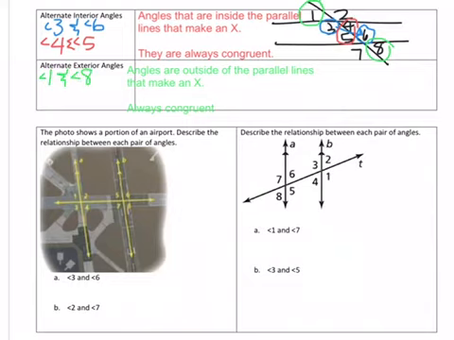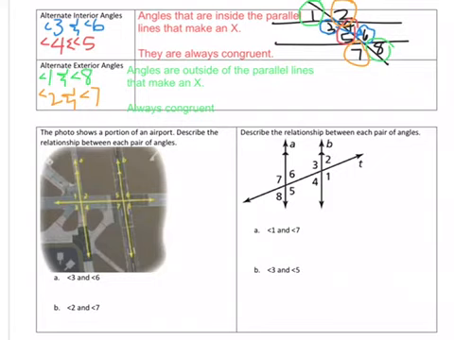And then you guys have probably figured out our 2 and our 7 are also making a large X. They're exterior angles, but they are alternate exterior angles because of being on the opposite side of the transversal. So those two are also a pair of alternate exterior angles. If angle 2 was 150 degrees, angle 7 would be 150 degrees because they are congruent.